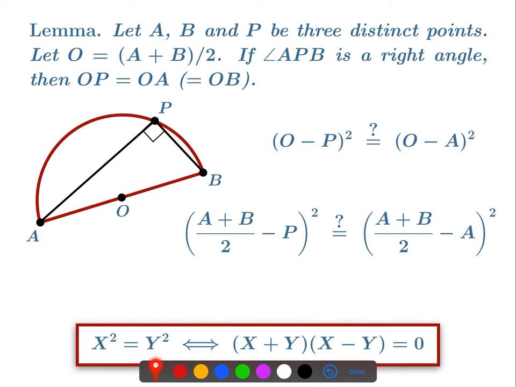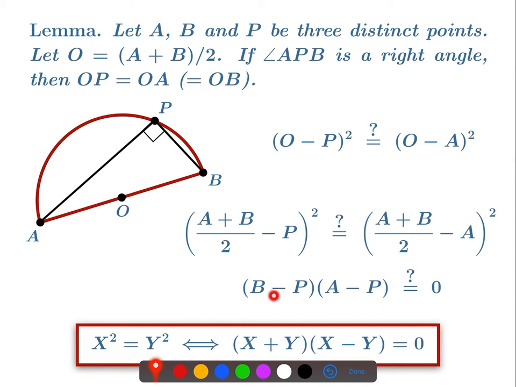For the difference, this minus this, the (a plus b)/2 cancels, and I'm just left with a minus p when I take this minus this. So we're going to get b minus p again when I take this plus this, and I'm going to get a minus p when I take this minus this. So we end up with (b minus p) times (a minus p). The dot product of those two vectors is 0.